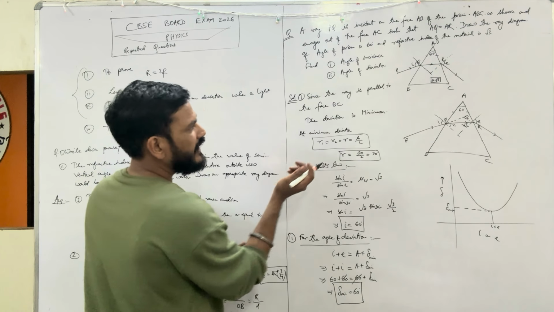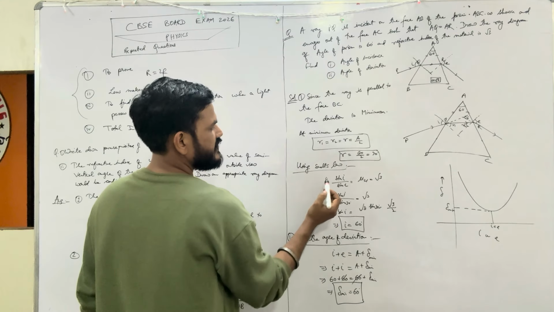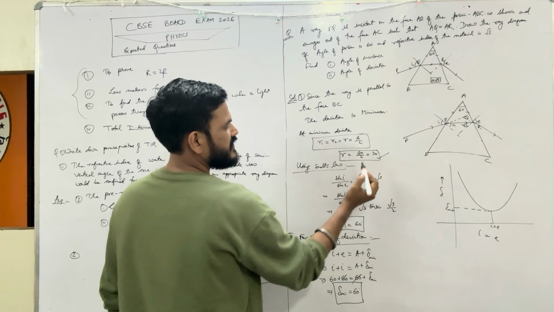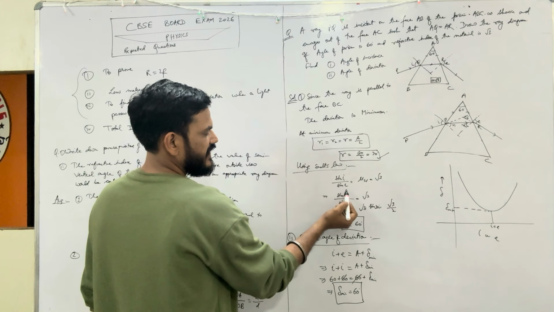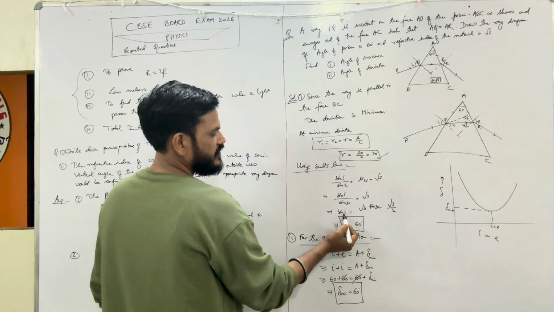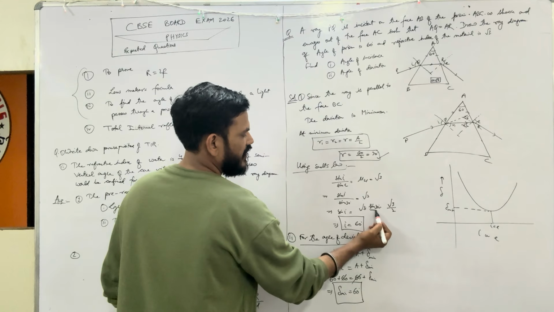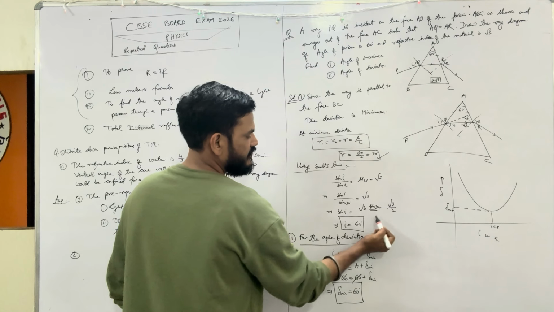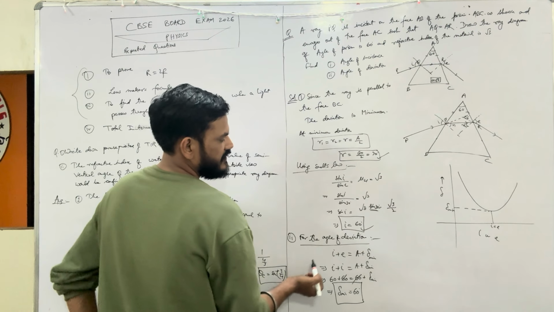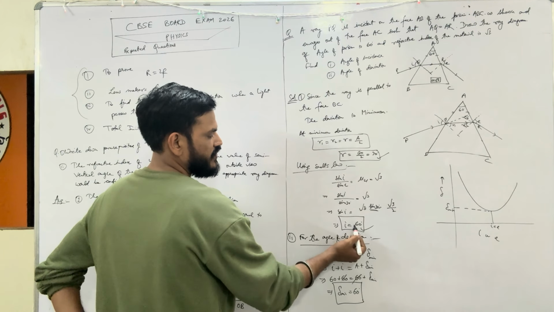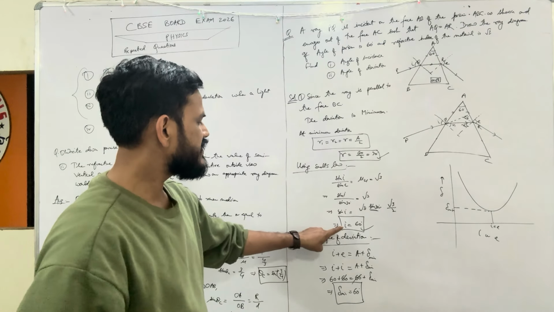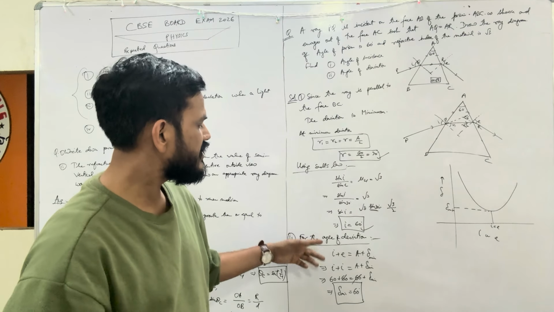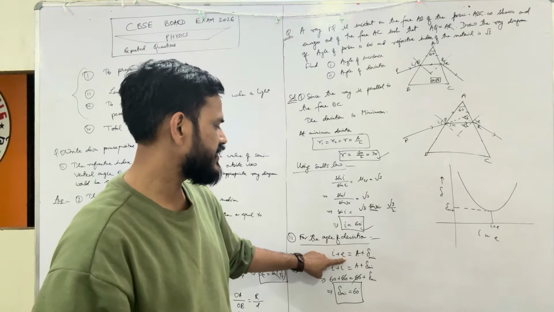So to find out the angle of incidence, we are going to use Snell's law, because the angle of refraction is 30 degrees. So sine of i by sine of r is √3. So sine of i becomes √3 into half, since sine 30 is half. So sine of i is √3 by 2. So i is 60 degrees. So the angle of incidence is 60 degrees. That means the angle of emergence is also 60 degrees.